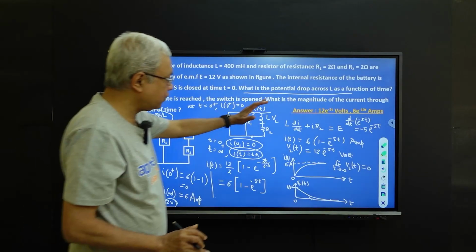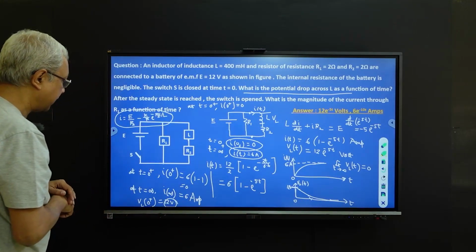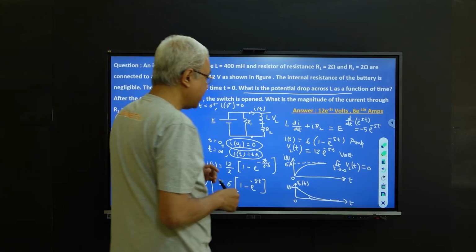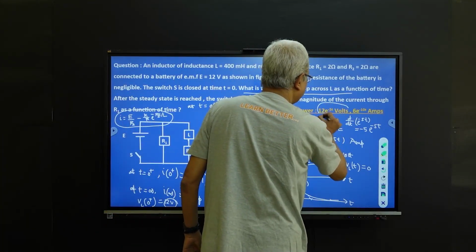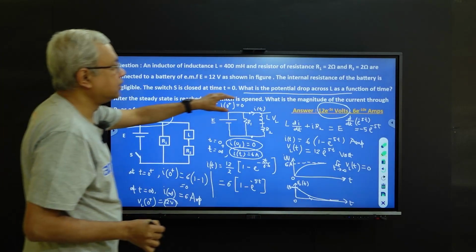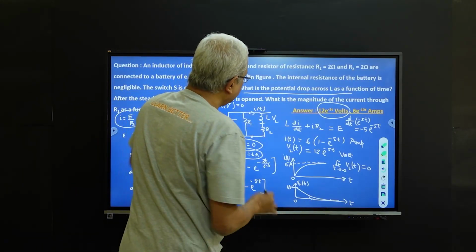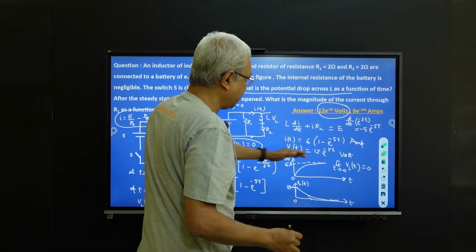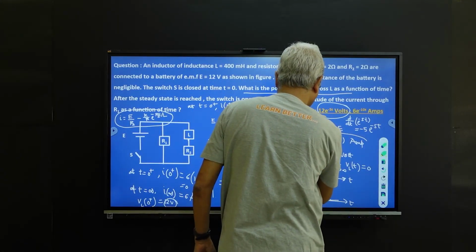So whatever we qualitatively discussed, everything we could solve mathematically. Okay, now the first part of the problem is solved. That means we found the voltage drop across the inductor, and you also calculate the current through the inductor as a function of time, which is this thing. So these are the two equations.